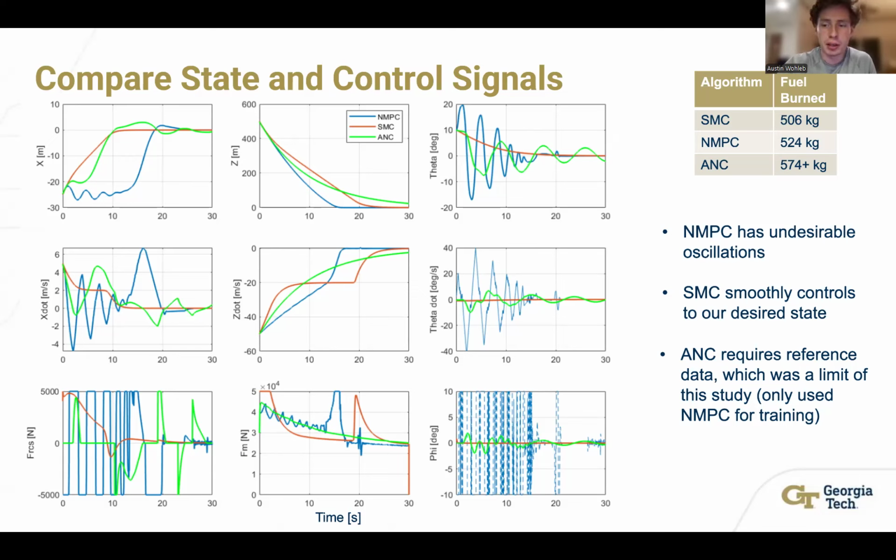SMC is definitely the smoothest control, as there's not much overshoot or oscillation compared to the other controllers. Though it is worth noting that ANC did have some major struggles because it required reference data, which is kind of a limit of the study. As Jinha talked about, he only used NMPC for training data. So hopefully in the future, we could have more data to test that controller and get a better result from it.